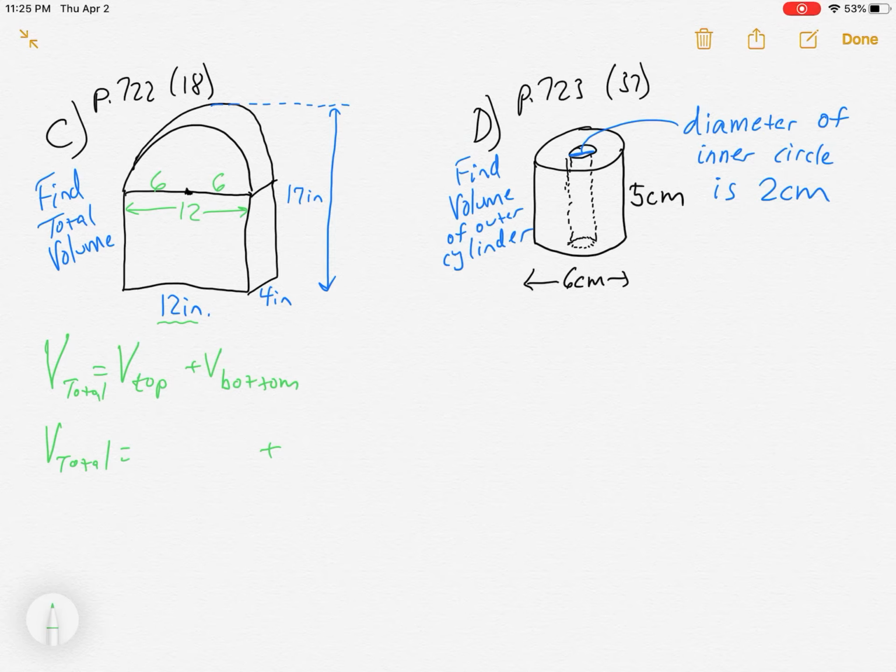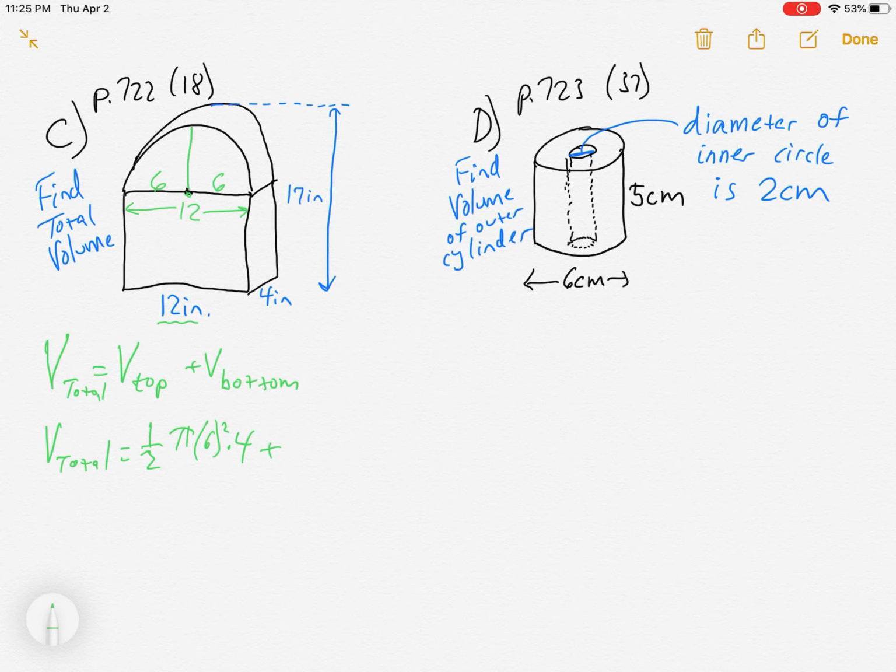So the top part is half of a cylinder, right? That little dot right there tells you that's the center of the circle. So it is half of a cylinder. So half pi r squared, where r is 6, times the thickness of the cylinder, which is 4. Plus the volume of the bottom part, which is just a rectangular prism.